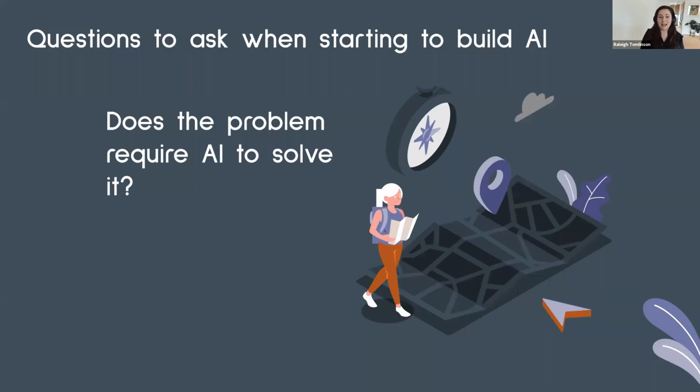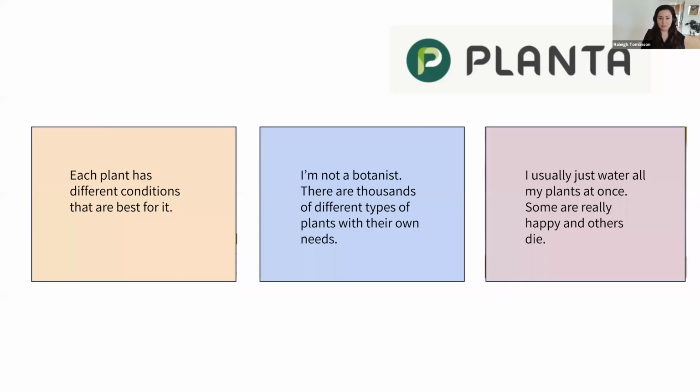The next question to ask is, does the problem, the user need that I've identified, require AI to solve it? And you might think, what? I started this with wanting to build AI, but at the end of the day, sometimes the problems are structural. Sometimes if you're looking at an existing product and you're trying to throw AI at it, there's actually information architecture problems that you can fix first.